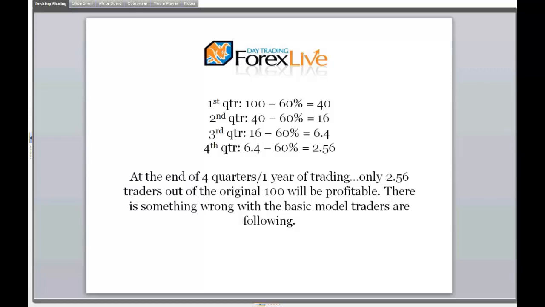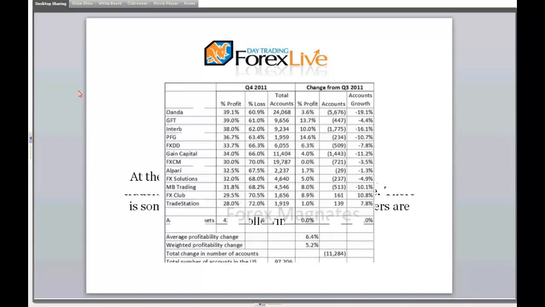Now, as a best case scenario, Oanda has some of the best numbers when it comes to keeping profitable traders. So their numbers are 39.1% profitable and 60.9% losing. Now, this is on a quarter by quarter breakdown. So what I've done here is take 100 traders from the get-go, and we're breaking down what happens to these 100 traders over the course of 4 quarters.